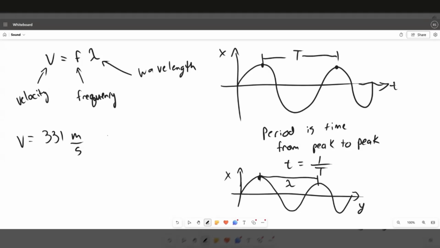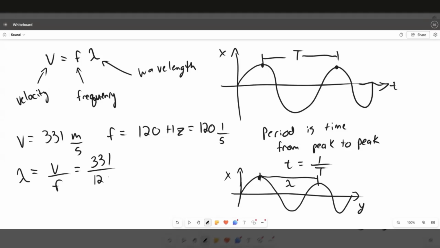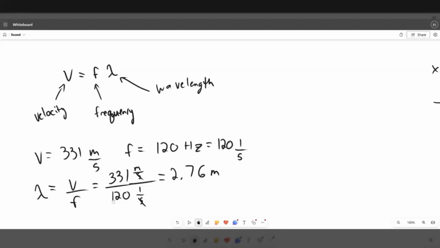Let's say we know that the frequency of a given sound wave is 120 hertz, and this hertz unit is the same as 120 basically cycles of that wave per second, so 1/second. Given those two values, we can calculate what the wavelength of that wave must be. So we rearrange this equation, solve for lambda, so we divide the velocity by the frequency. So we're doing 331 divided by 120. And if we want to look at the units, this is meters per second, and this is 1/second. So you see that your seconds units cancel, and you're just left with units of meters. So when you plug this into your calculator, you calculate the wavelength to be 2.76 meters.